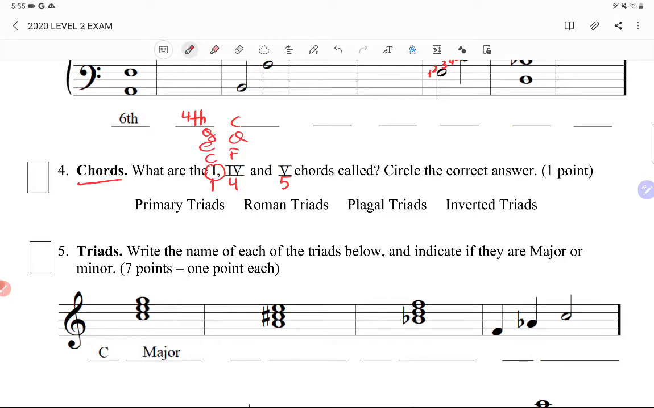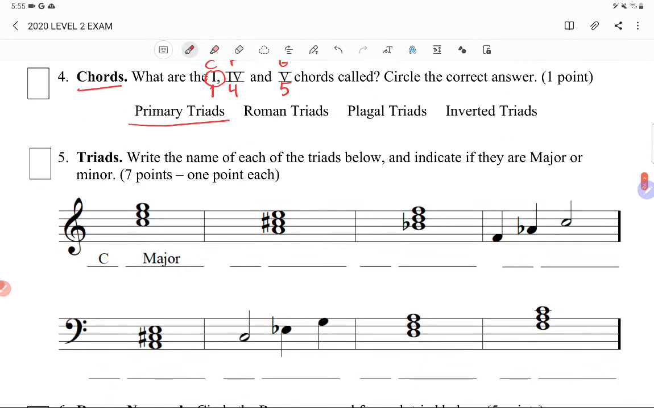And then the chord of the 5th step, so let's count again. C is your 1, D is your 2, E is your 3, F is your 4, G is your 5, okay? So you write G, and you build another triad upon that. So in this case, we use Roman numerals, but we call them primary triads because we use them the most often. Okay, now let's move on to triads.